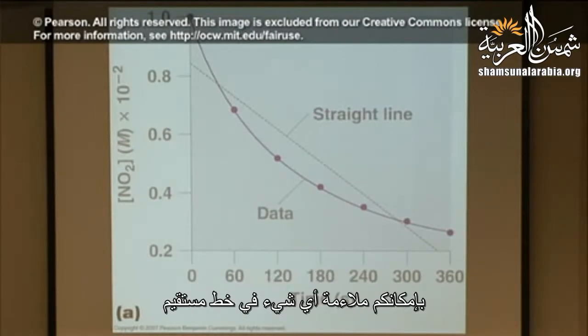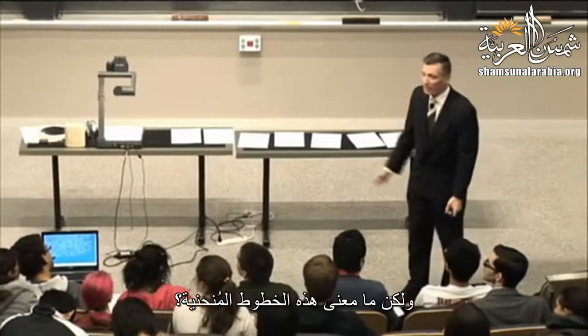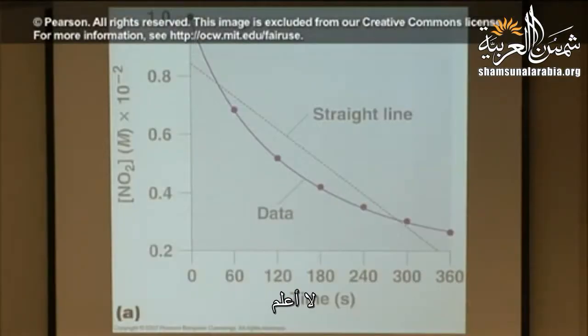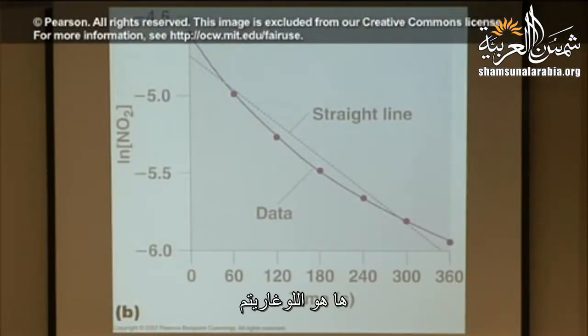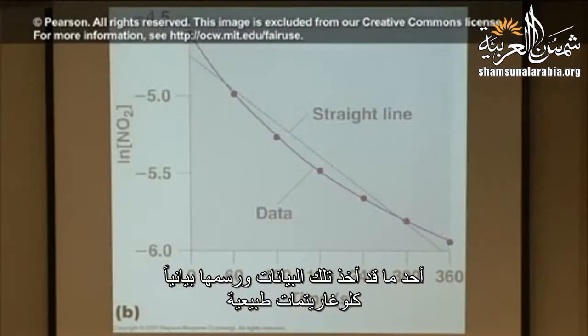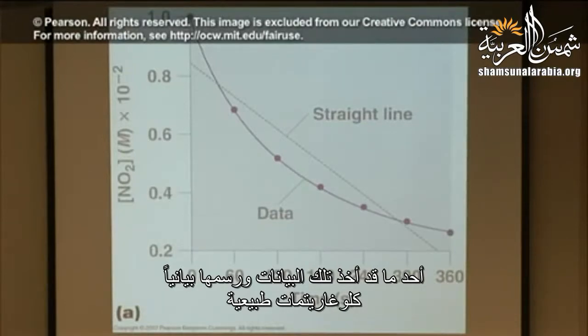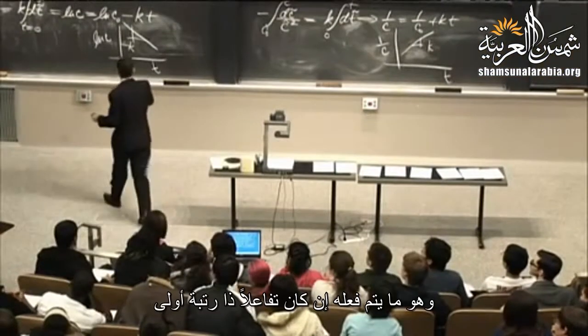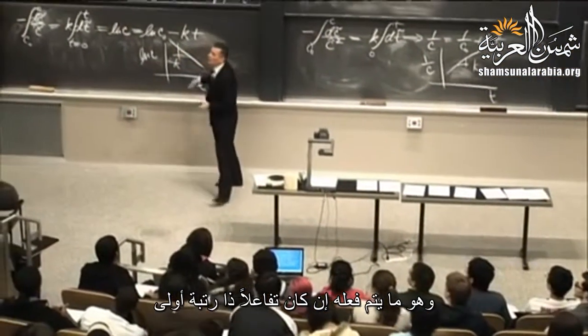You can fit a straight line through anything. It doesn't matter. But what does that mean? I don't know. So here's the log. This is really important. Look carefully. Somebody took these data and plotted them as the natural log, which is what you do if it's first order. And look at what happens.